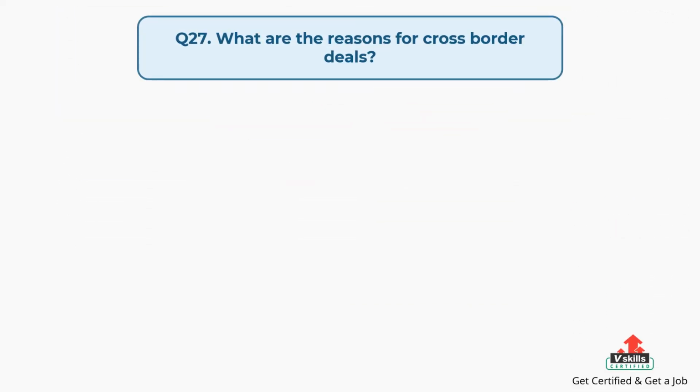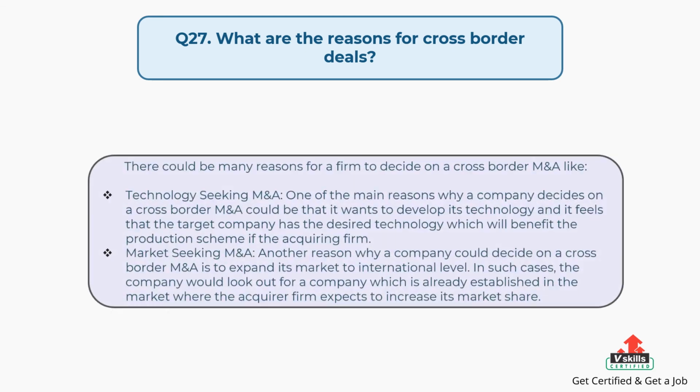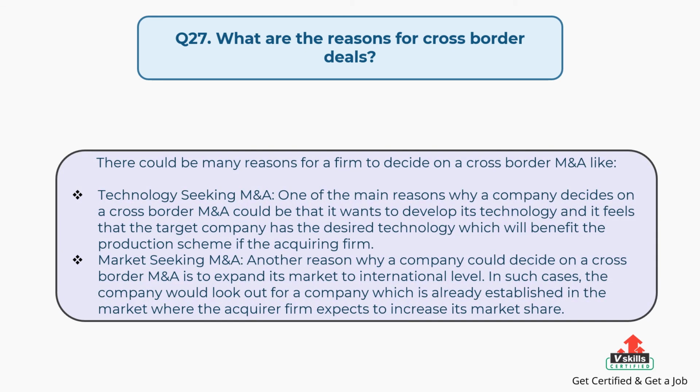Question number 27. What are the reasons for cross-border deals? The answer is, there could be many reasons for a firm to decide on a cross-border M&A like, first, technology-seeking M&A. One of the main reasons why a company decides on a cross-border M&A could be that it wants to develop its technology and it feels that the target company has the desired technology which will benefit the production scheme of the acquiring firm.